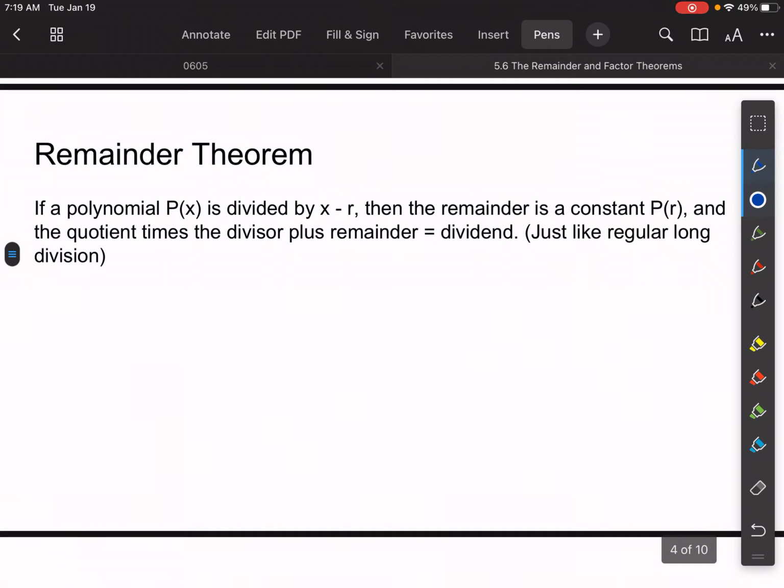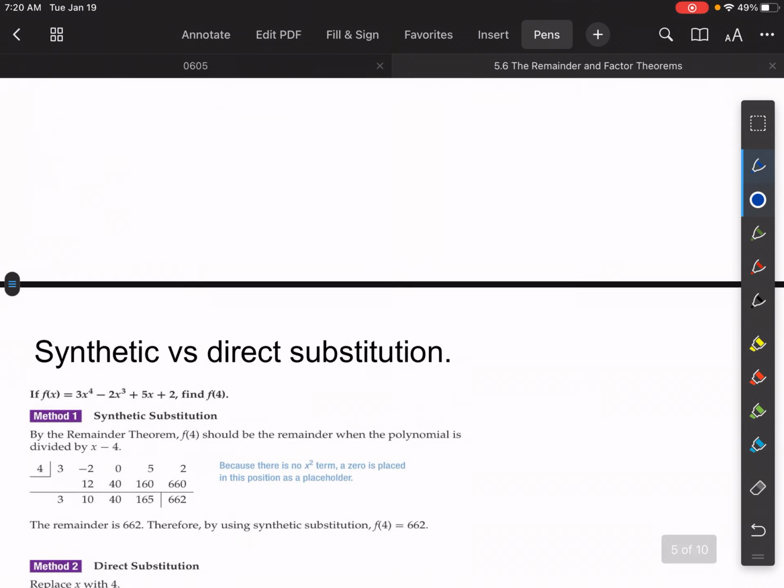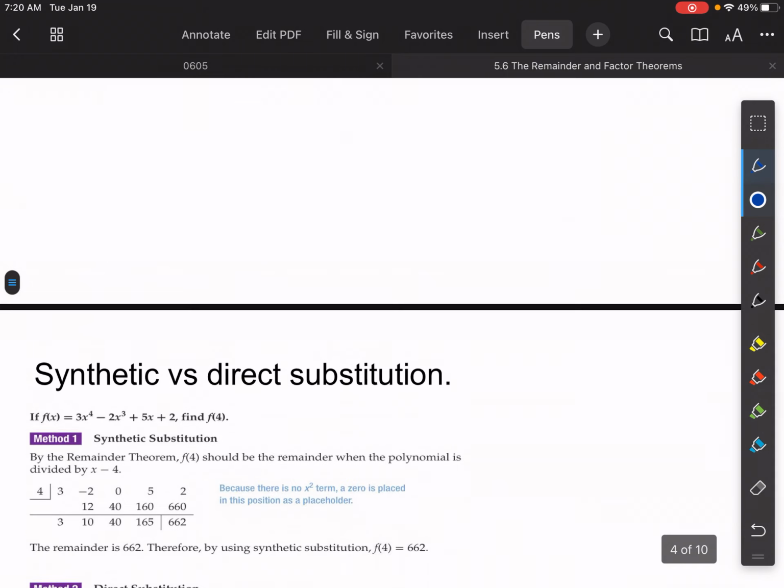So the remainder theorem says this: if a polynomial is divided by x minus r, then the remainder, which is what we just looked at, is a constant, p of r, and the quotient times the divisor plus the remainder is equal to the dividend, just like regular long division. All this is essentially saying is that we like to use the remainder theorem to check whether or not something is a 0. If something is a 0, which is coming in with the factor theorem, then I know that when I divide it out, I will actually get 0 as the remainder. So we'll get to that. Don't worry if you don't understand that quite yet, but let's do a little bit of this.